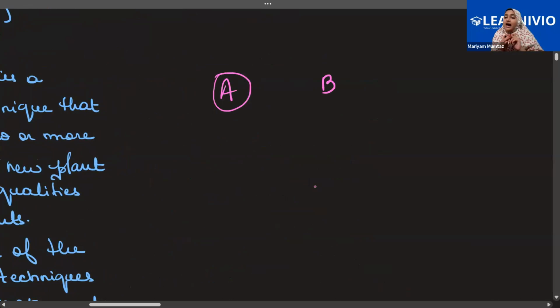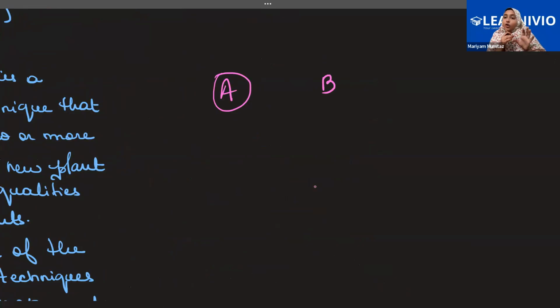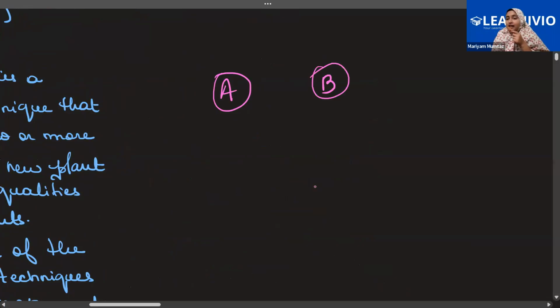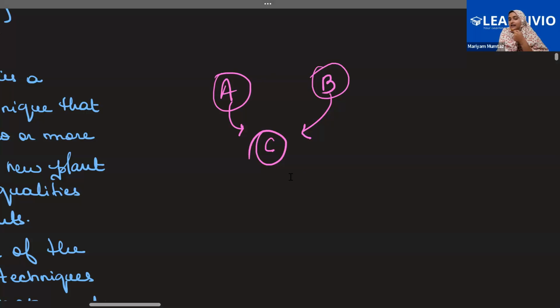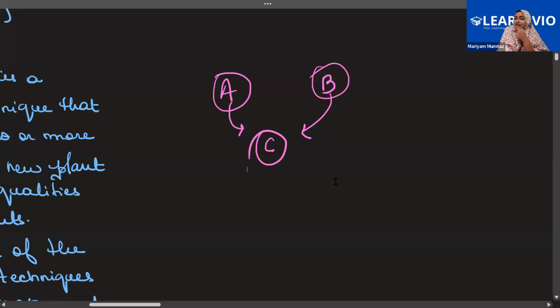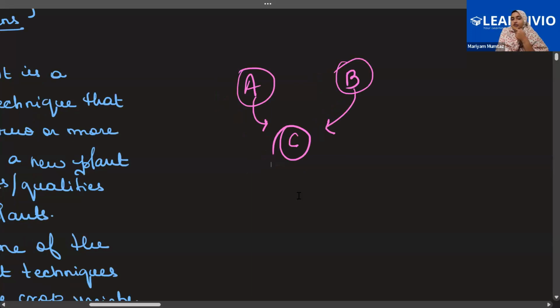It has a high yield. And then there is a plant B that can grow in all types of soil, but it does not have high yield. Plant A has a high yield but does not grow everywhere. So we take one quality from this plant and one quality from that plant, and we produce a new plant combined of their qualities. That is a plant C. On a very small scale, this is what hybridization is.